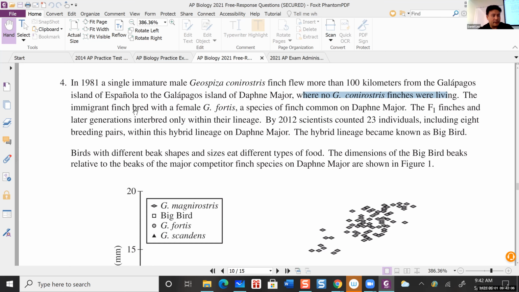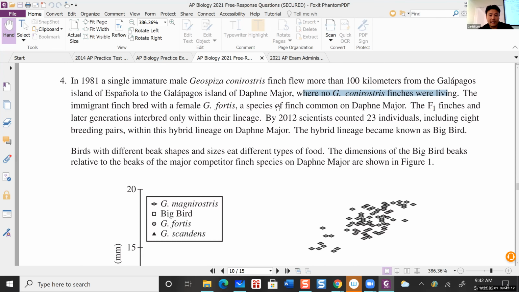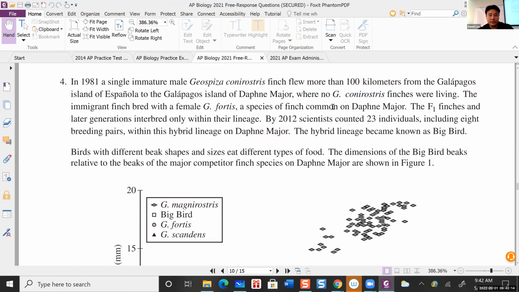The immigrant finch bred with a female GF, the fortis one, right? A species of finch commonly found on Daphne Major. Okay, so we're told that. So Daphne Major has GF, and one of the GC males flew over to Daphne Major. But the F1 finches and later generations interbred only within their lineages.